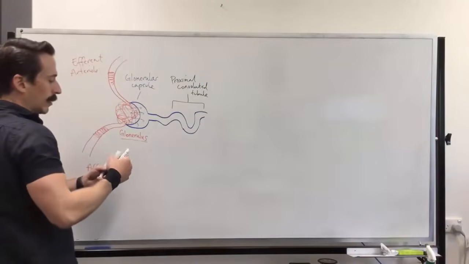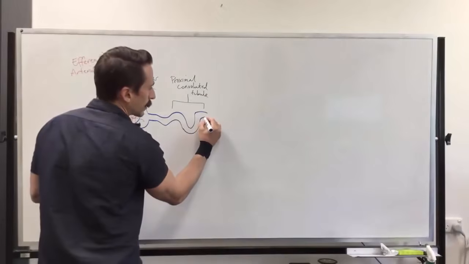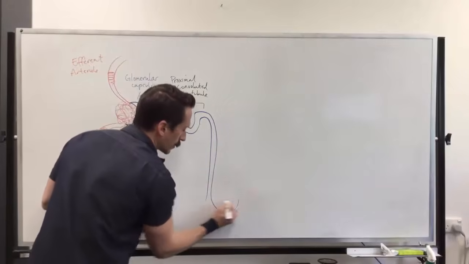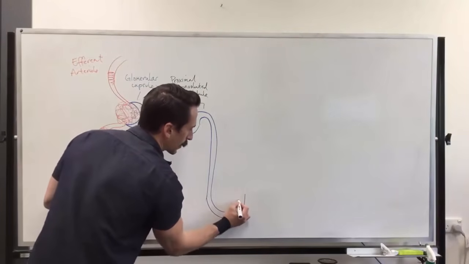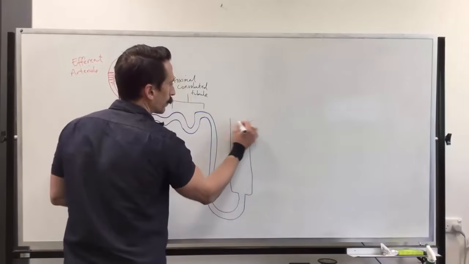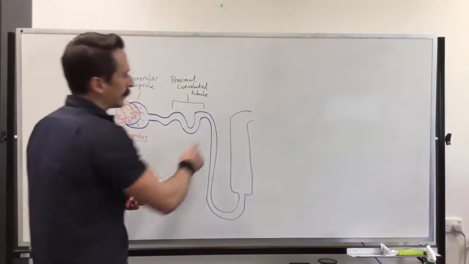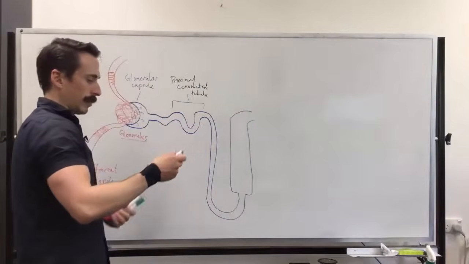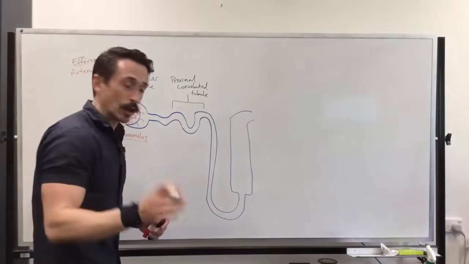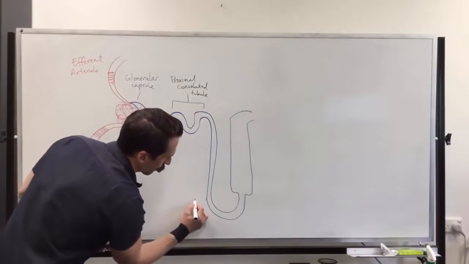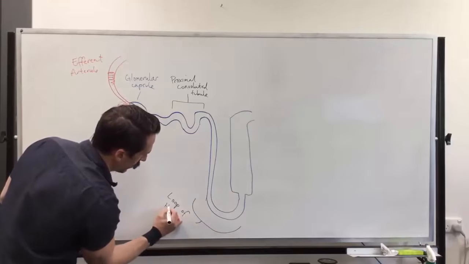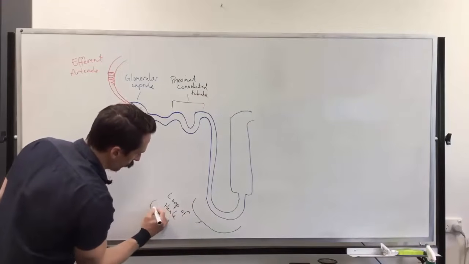Now the next part of the nephron is a part that starts to move its way down. And then it starts to take a bend and come back up, and as it comes back up, it thickens the width of that tubule. So what we have, the entire thing, is called the loop of Henle, or the nephron loop. Loop of Henle, or nephron loop.